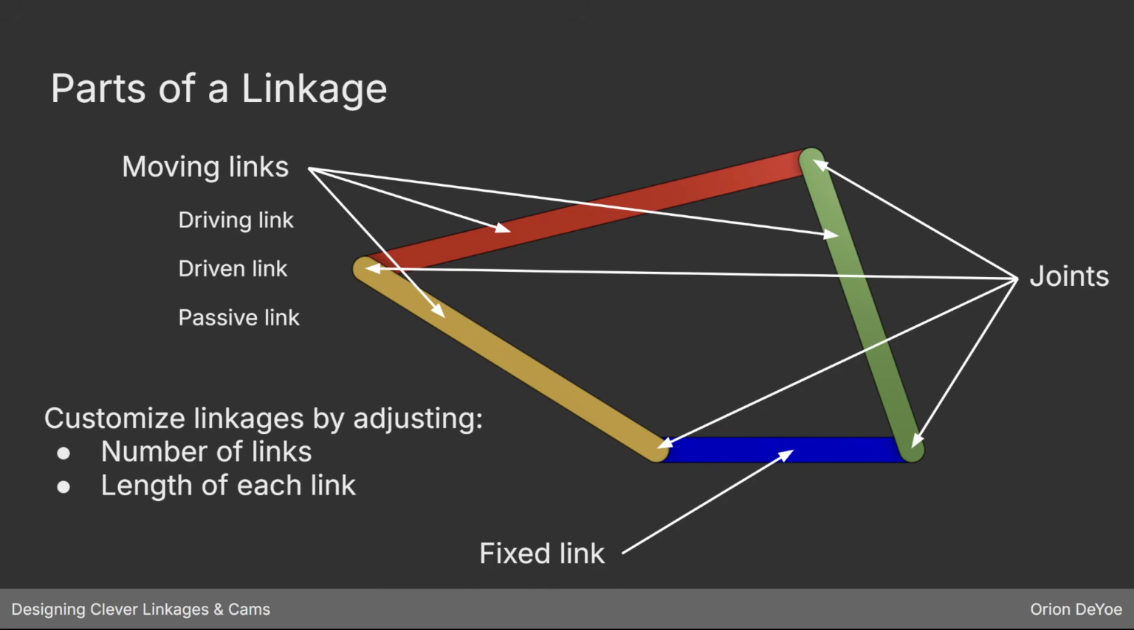And then all of the other links are moving in some way. One of them is the driving link, which is generally attached to a motor and a gearbox or an air cylinder or something like that, whatever actuator you have. And then one of the other links in the system is going to be attached to the thing that you're trying to drive, right? And I'm calling that the driven link. And then in linkages that have more than 3 links, you also have an additional link called the passive link that's just there to constrain the geometry of the system. You customize a linkage by adjusting the lengths of each of these links and how many there are.